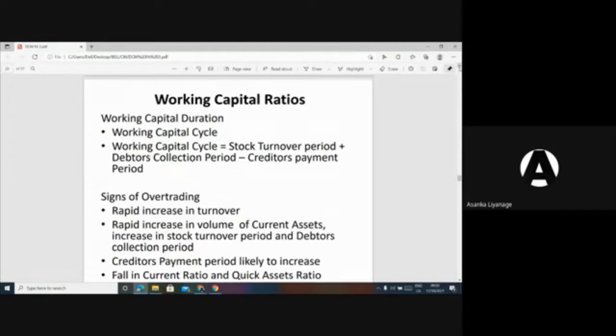Don't maintain higher current assets. Don't maintain higher current liabilities. You have to maintain the optimum level which will be very suited for your balance sheet size and the business size.